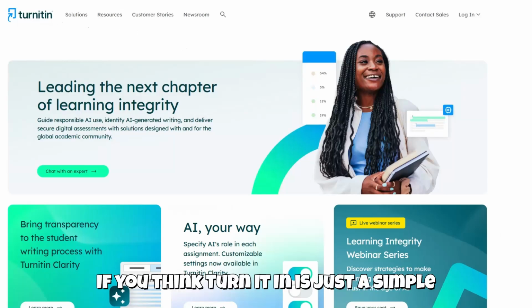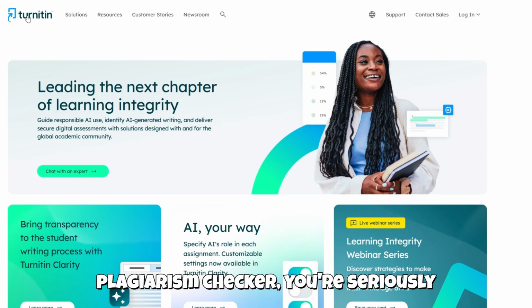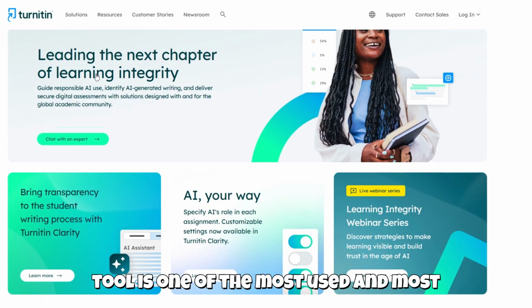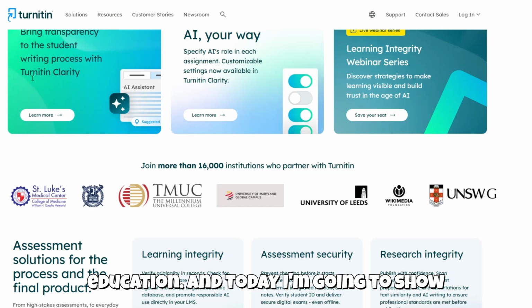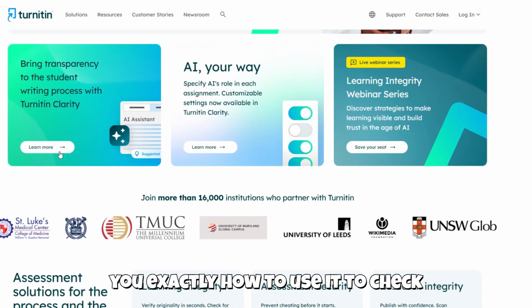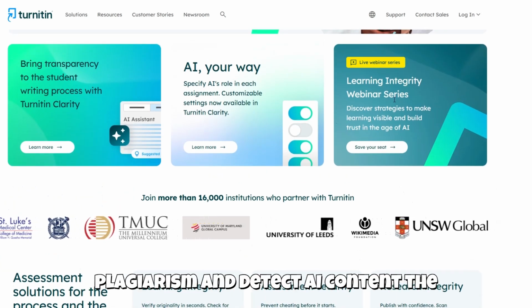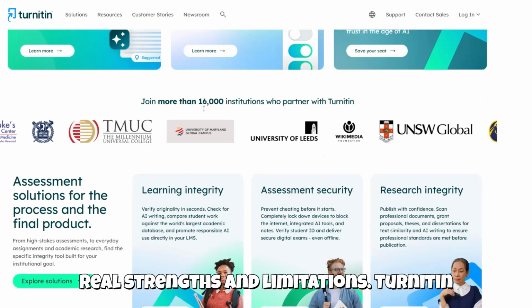If you think Turnitin is just a simple plagiarism checker, you're seriously underestimating it. Because in 2026, this tool is one of the most used and most debated AI detection systems in education. And today, I'm going to show you exactly how to use it to check plagiarism and detect AI content the right way, while also understanding its real strengths and limitations.